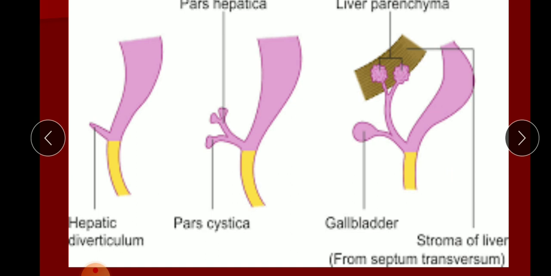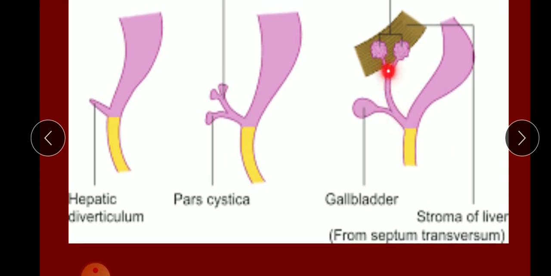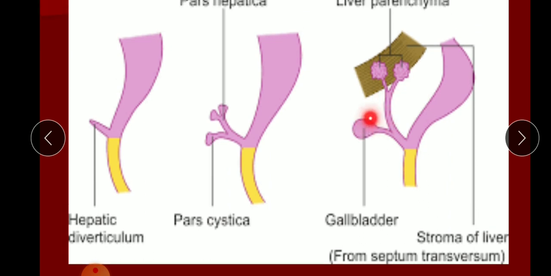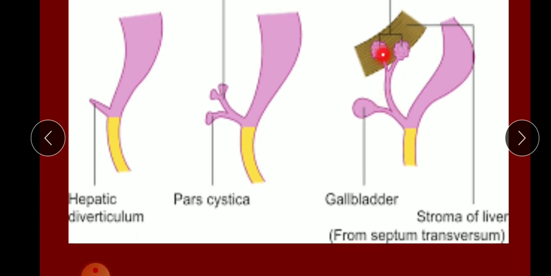Now look at it. You are seeing the hepatic diverticulum dividing into pars hepatica and pars cystica, the pars cystica forming the gallbladder and cystic duct, and the pars hepatica further dividing into two lobes. From there you find the hepatocytes, the lobes, and the bile canaliculi all developing from it. But don't think the whole liver is developed from the pars hepatica. No, it's not like that. The septum transversum also has some contribution.